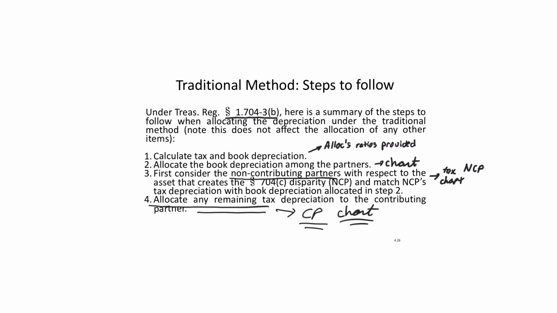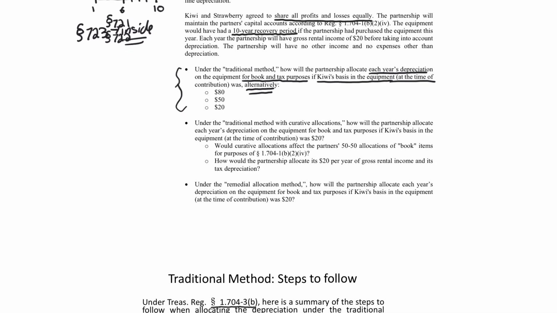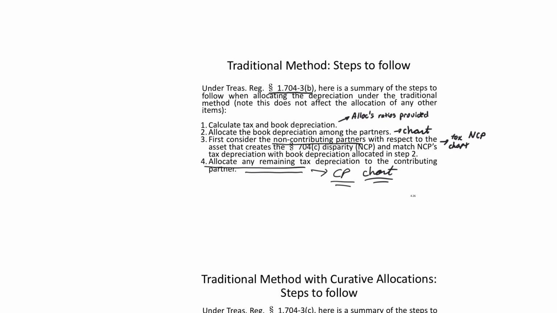All right, so let's go ahead and do this traditional method. We're going to do some steps. So first, we're told that the basis is $80. We got 80, 50, and 20. Those are all our alternatives. So let's go ahead. I'm just going to write those down. Let's do 80 up here. We'll do 50 over here. And then we'll do 20 right here.